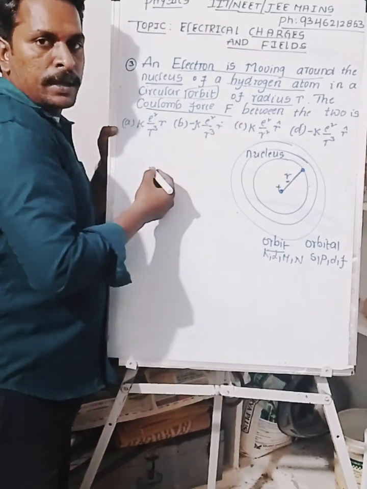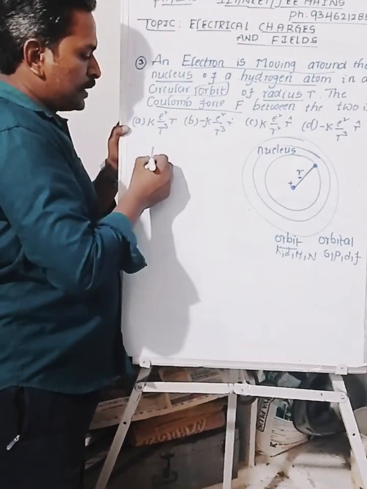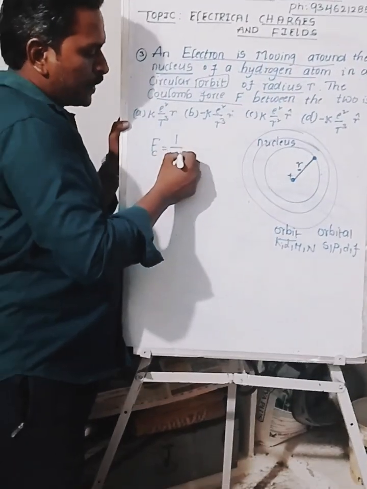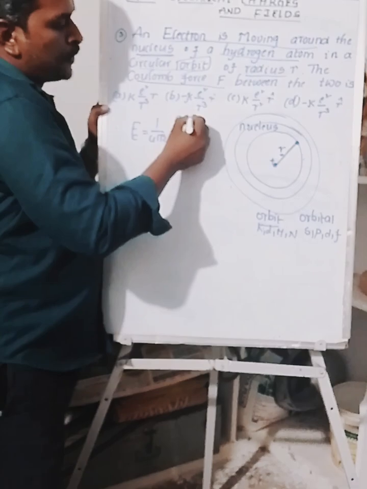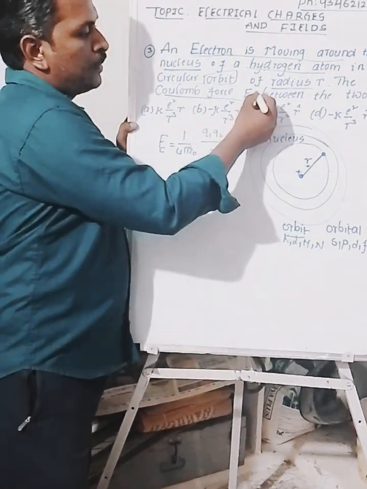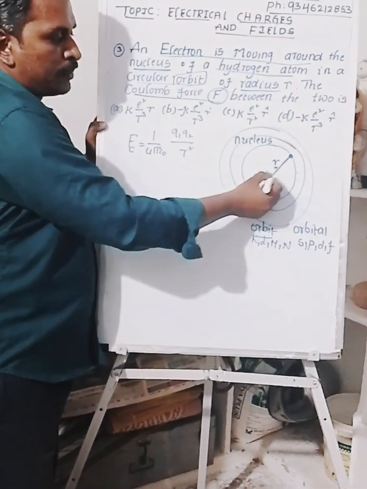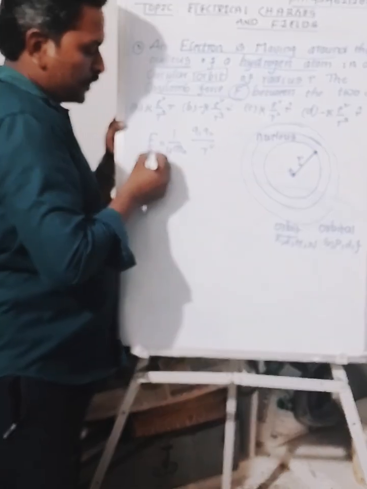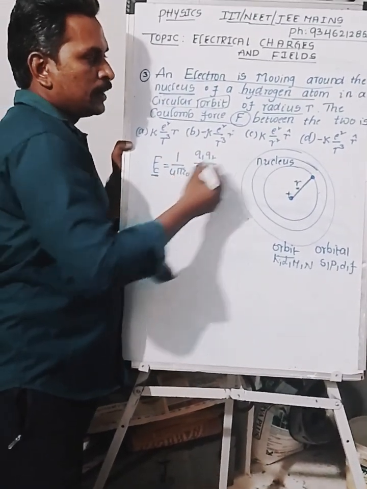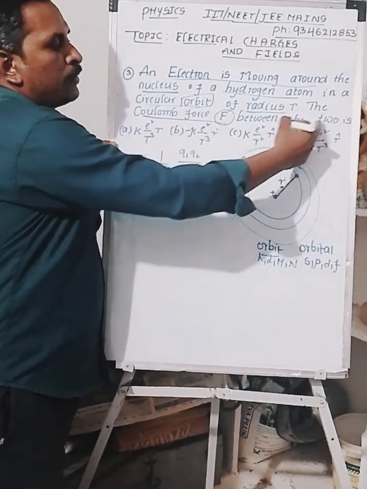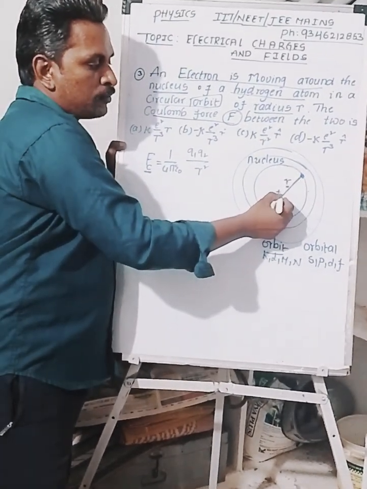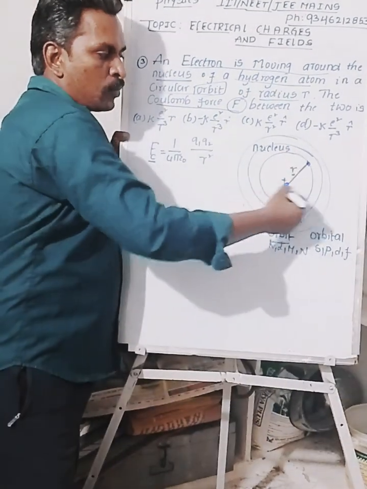The Coulomb force, which we discussed in the previous class, is Fc equal to 1 by 4 pi epsilon naught, Q1 Q2 by r square. The force between two charges, like positive and negative charges, acting on each other is called the Coulomb force. Here it is between the proton and the electron.